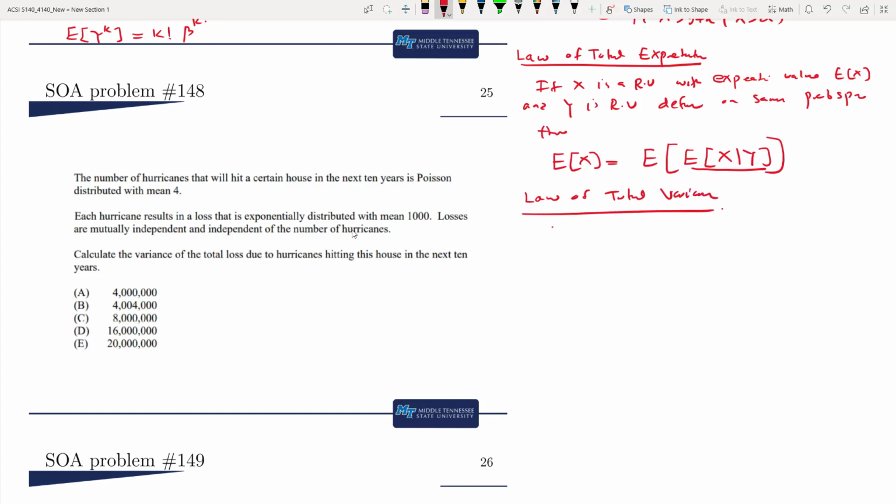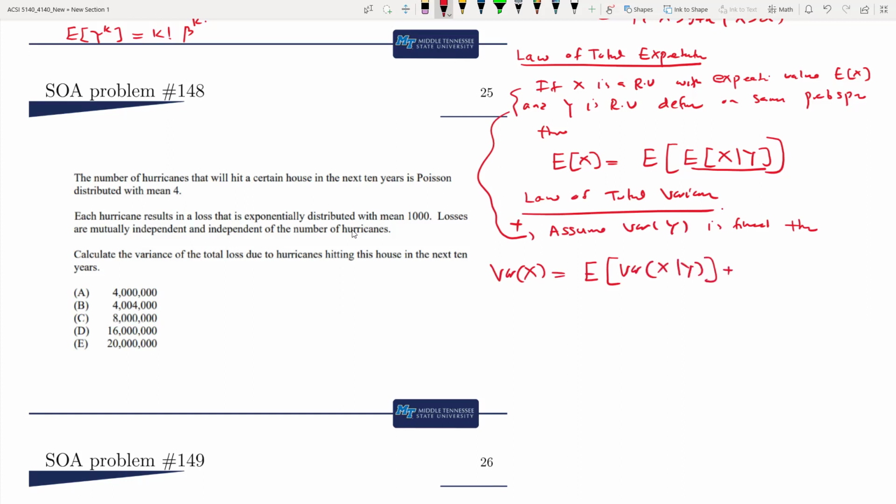This one says, assuming variance of y is finite, you still have all these conditions. Plus assume variance of y is finite, then variance of x is the expected value of the variance of x conditional on y, plus the variance of the expected value of x conditional on y. So these two formulas are very useful when you are solving certain kinds of problems.